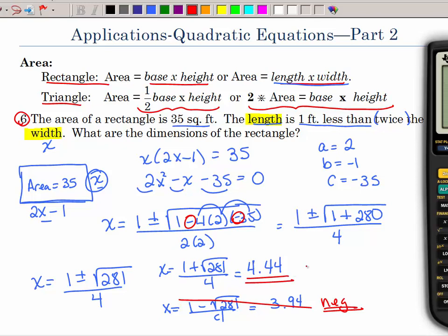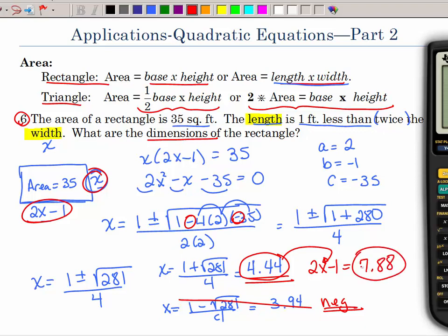So x is 4.44, but it also says find the dimensions. So that's x. I need 2x minus 1. So I'm going to take 4.44, multiply that by 2, which is 8.88, and subtract 1. So those would be the dimensions of my rectangle, approximately.